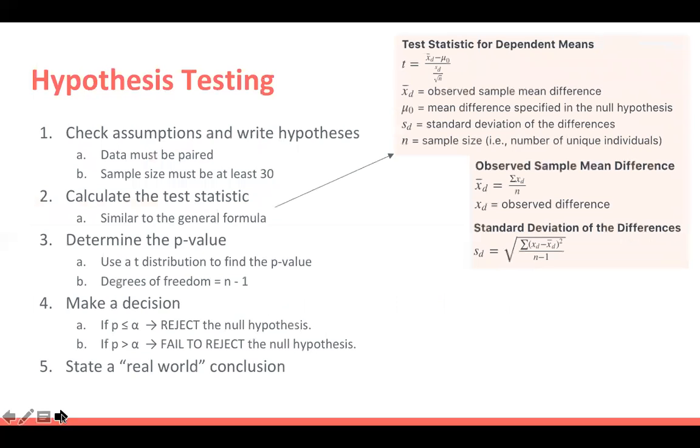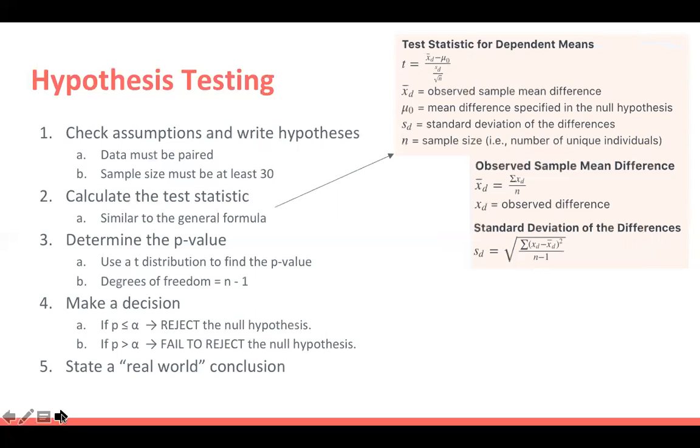Moving on to hypothesis testing, we have a little more formulas when it comes to calculating the test statistic, but otherwise it's pretty much the same as before. First, we're going to be checking our assumptions and writing our hypotheses. So here we want to check that our data is paired, and we also want to check that our sample size is at least 30. Once we have that, we can calculate our test statistic.